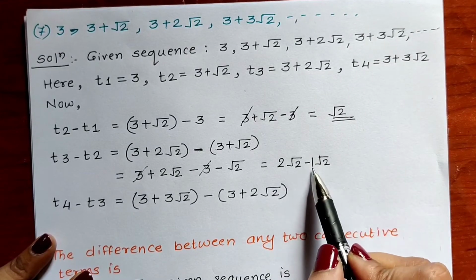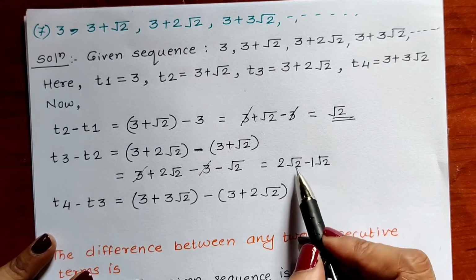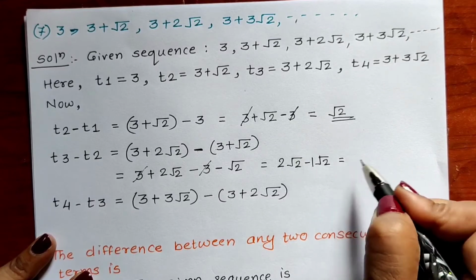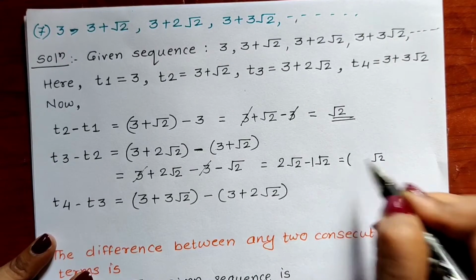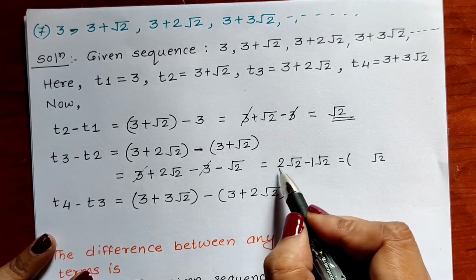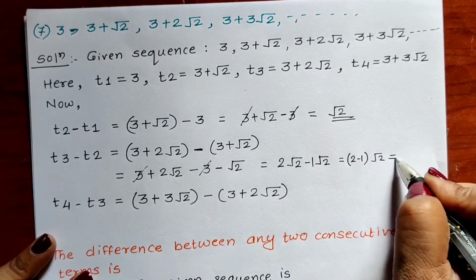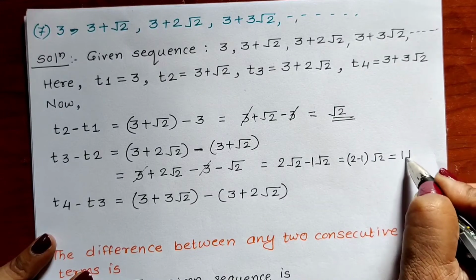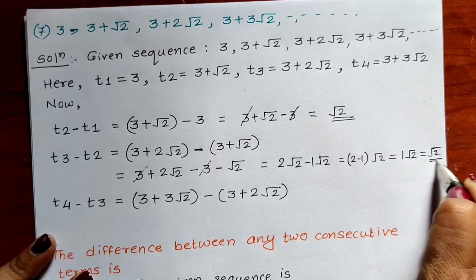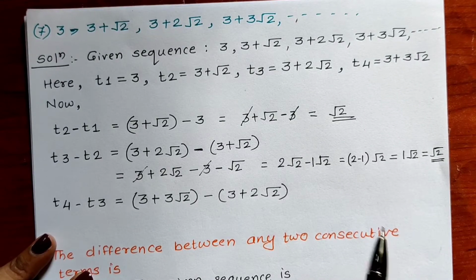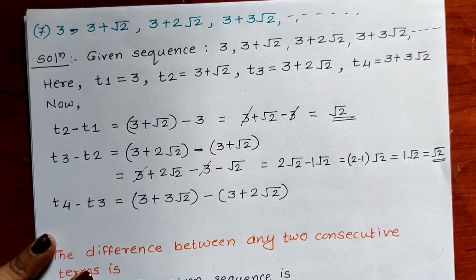Minus root 2 means it is minus 1 root 2. Nothing is written means always 1 is there. So this is 2 root 2 minus 1 root 2. So we can see root 2 is common. This root 2 we can write outside, and inside the bracket we can write these numbers, 2 minus 1. 2 minus 1 is 1, we all know. So it is 1 root 2, and 1 root 2 means again root 2. So in this way, t3 minus t2, again we are getting the answer root 2.